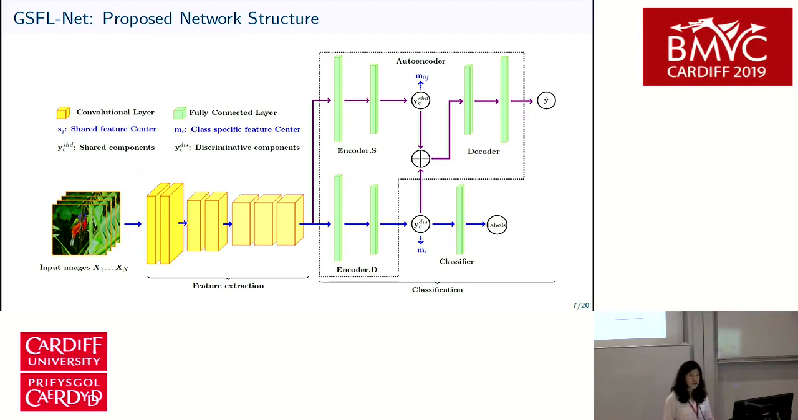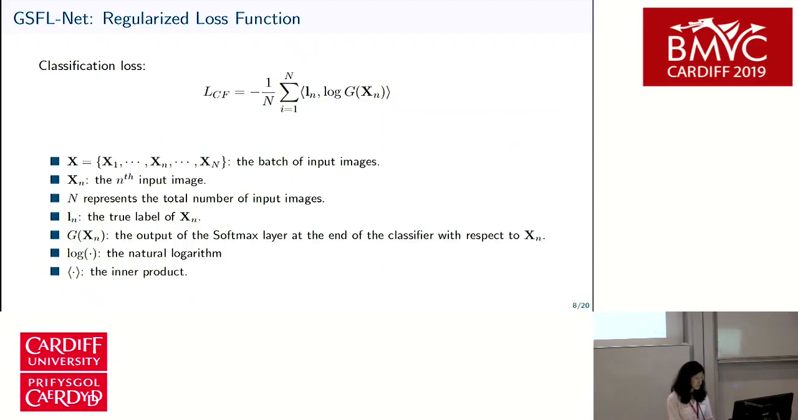The classifier is used to assist in predicting labels of the input images. We should notice that only the output of encoder D will be used for classification, and during the test process, only the part connected by the blue arrows will be stored for testing, which will save a lot of space.